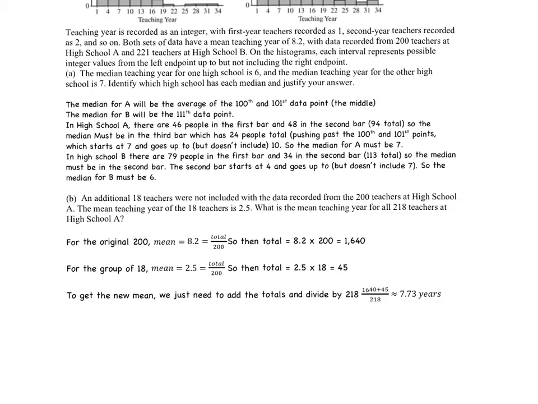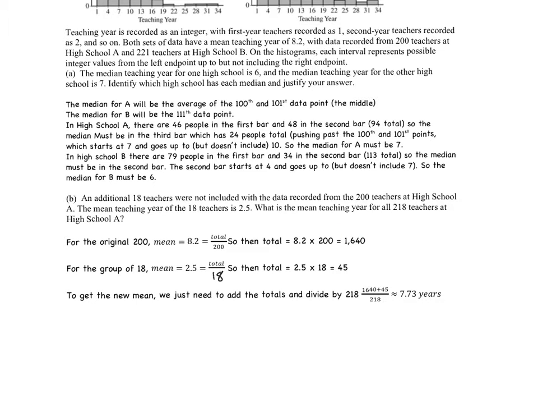Well, we're just using the formula for mean, but backwards. The mean always equals the total divided by the number of people. So here, the 8.2 must equal whatever that total was divided by 200, and we can solve by multiplying. So the total for the 200 in the graph is 1640.